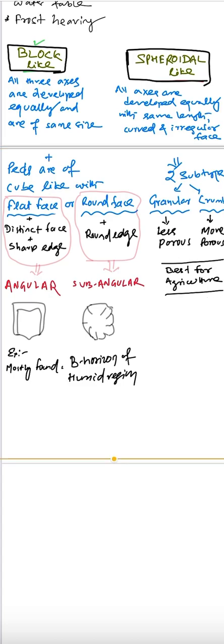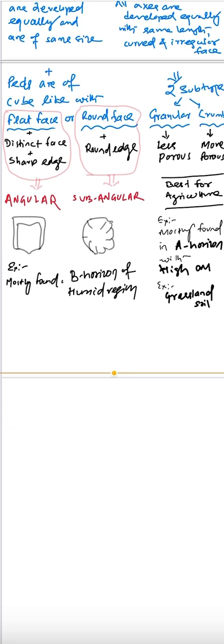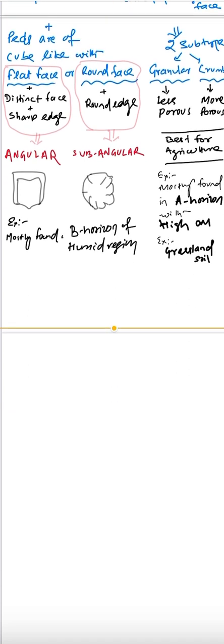Where is it found majorly? This spheroidal structure is found in the A horizon, the surface horizon, where the soil is rich in organic matter. So high organic matter should be present, and it is also present in grassland, because grasslands contain more organic matter. So this is the thing with respect to the types of soil structure, because these types depend upon the shape of the peds.